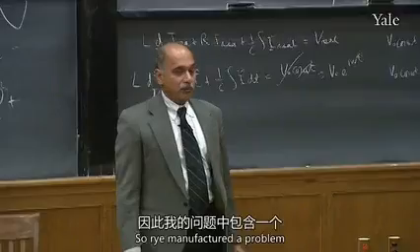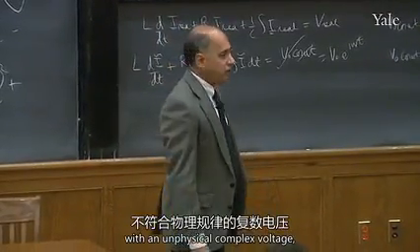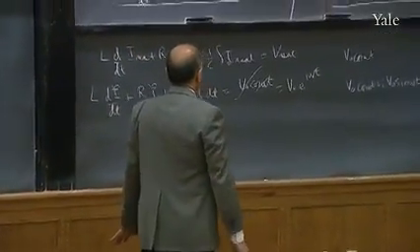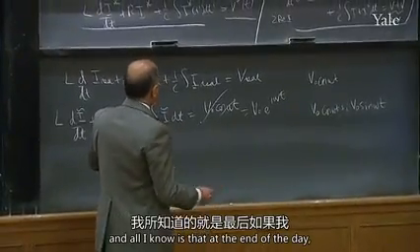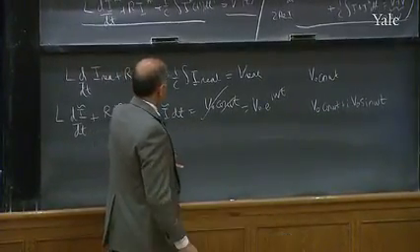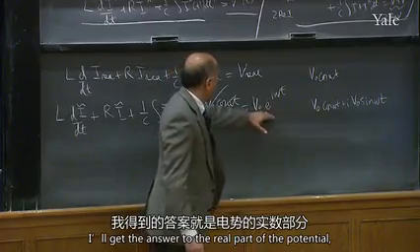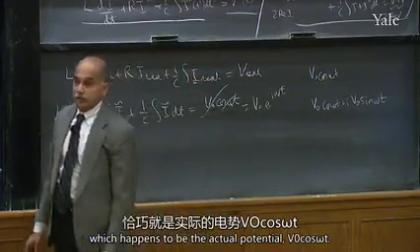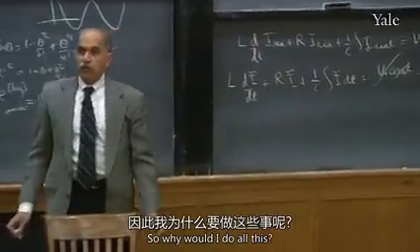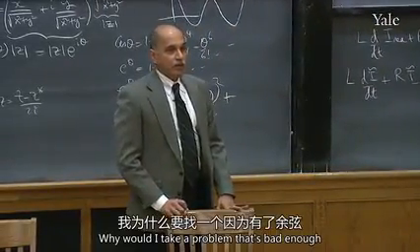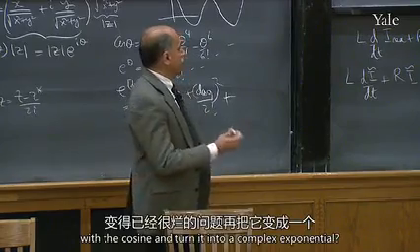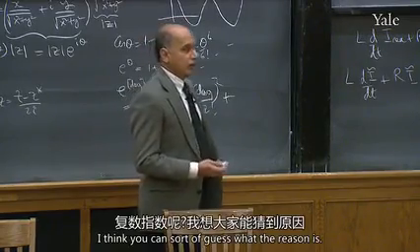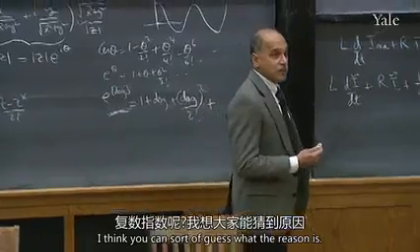So I've manufactured a problem with an unphysical complex voltage, and all I know is that at the end of the day, if I take the real part of the current, I'll get the answer to the real part of the potential, which happens to be the actual potential, V0 cos omega t. So why would I do all this? Why would I take a problem that's bad enough with a cosine and turn it into a complex exponential? I think you can sort of guess what the reason is.